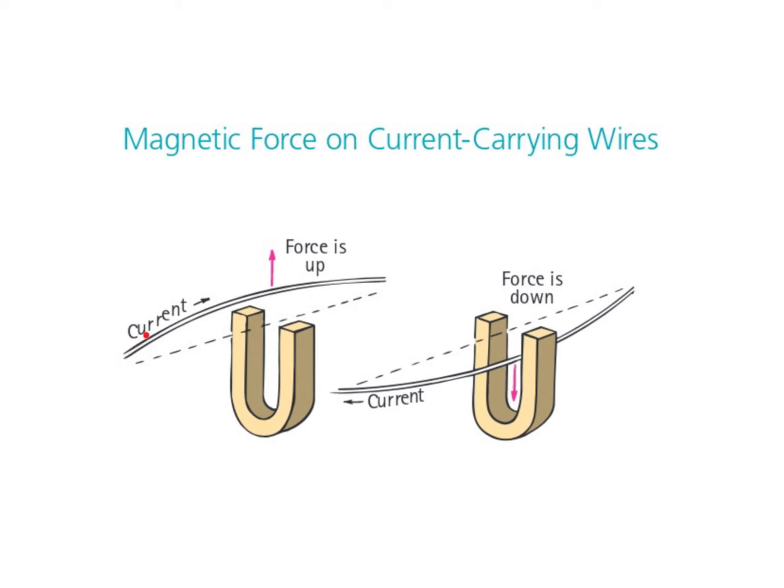The other thing that's being shown in this figure, and it's a pretty important idea here, is that if the force is up with the current going one direction, if you reverse the current so that the current is going in the other direction, the force will also be in the opposite direction. Here, the current's going to the right and the force is up. In the other part of the picture, the current is going to the left and the force is down. It's opposite when the current reverses itself.